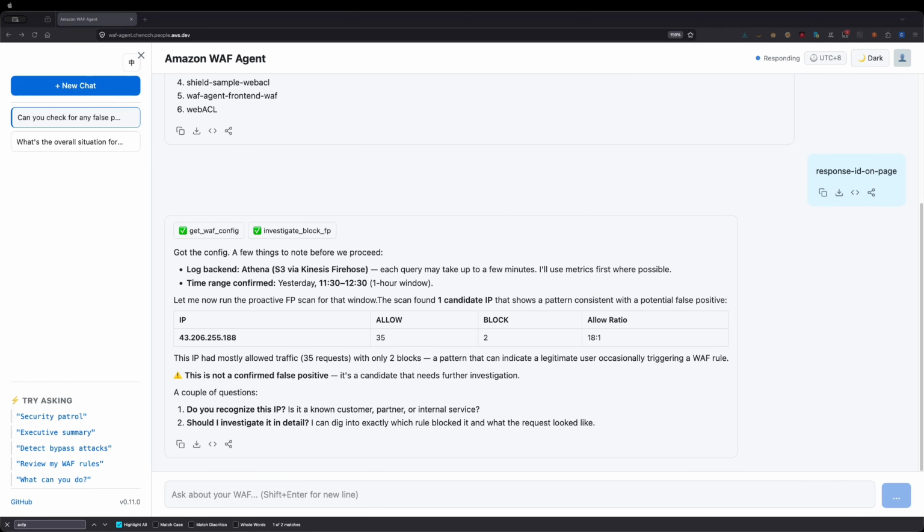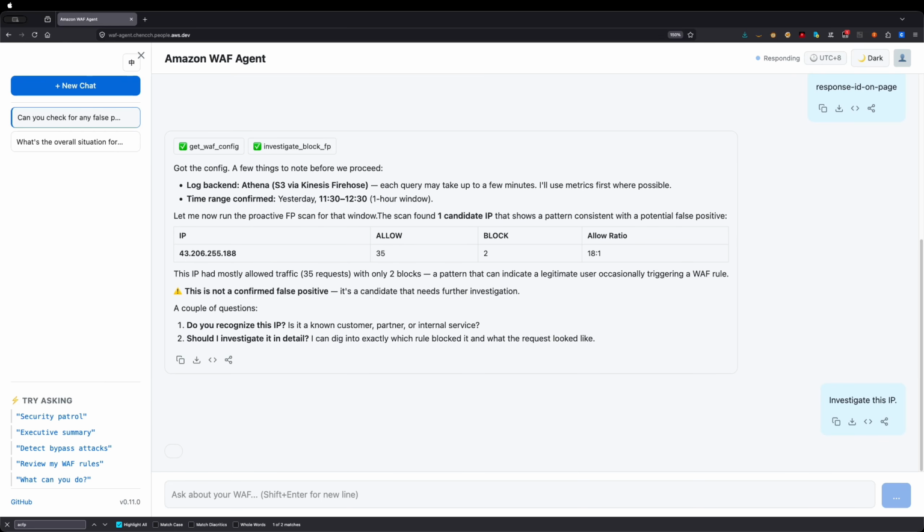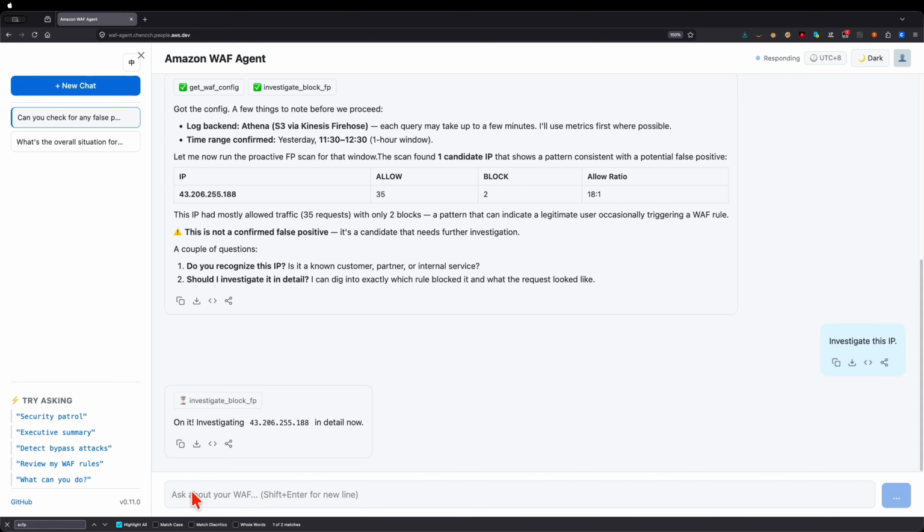Alright, the agent finds a candidate IP, but the agent doesn't know your business. It can't confirm a false positive on its own, so it asks a couple of follow-up questions. I ask it to investigate this IP further.